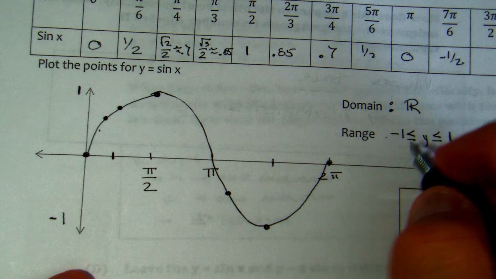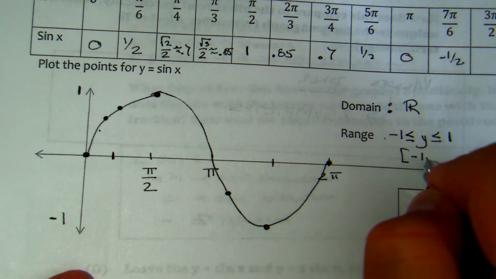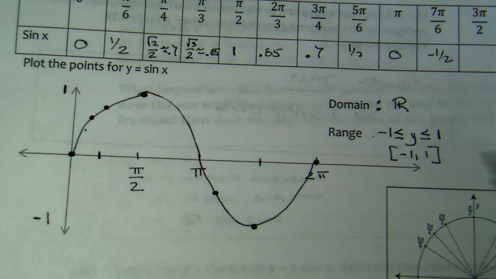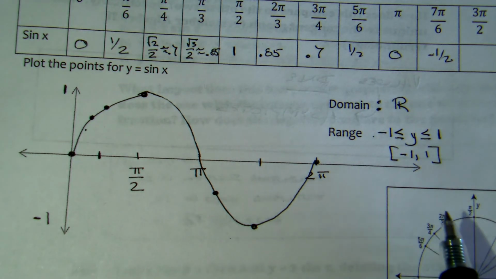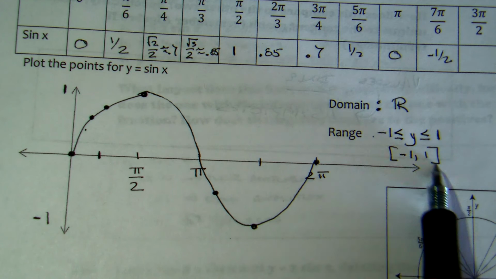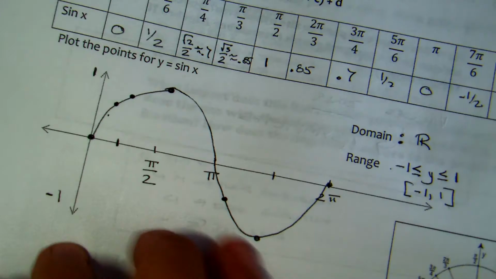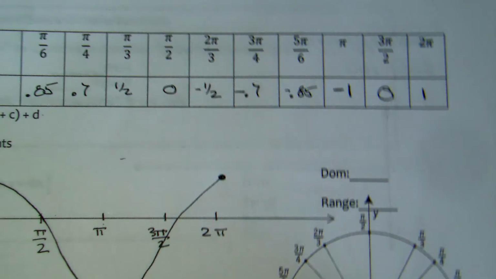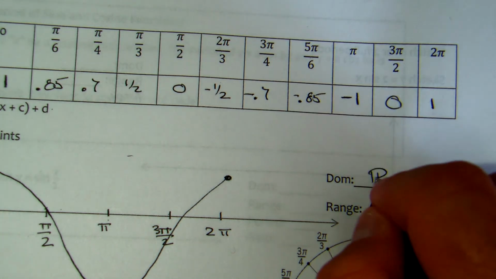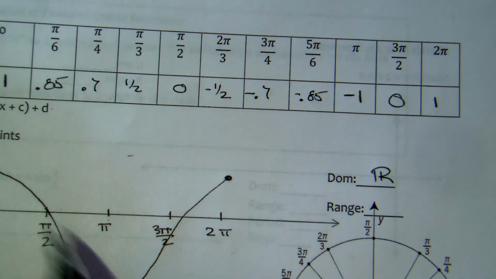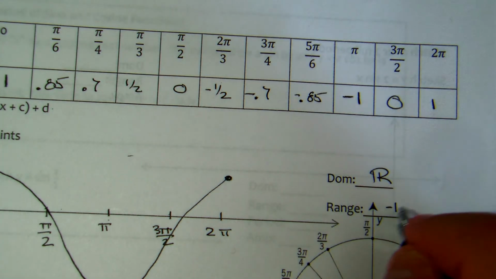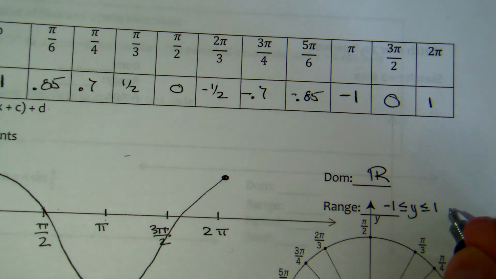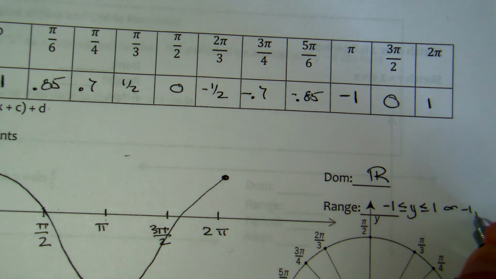In interval notation, it would look like that, negative 1, 1. So with interval notation, remember we just use the endpoints as an ordered pair. Because it includes them, we use the brackets. If it didn't include them, it would be parentheses. For cosine, again, nothing's excluding it, so all real numbers. And it, too, goes from 1 to negative 1. So it has the same range, negative 1 less than or equal to y, less than or equal to 1, or hopefully negative 1, 1.